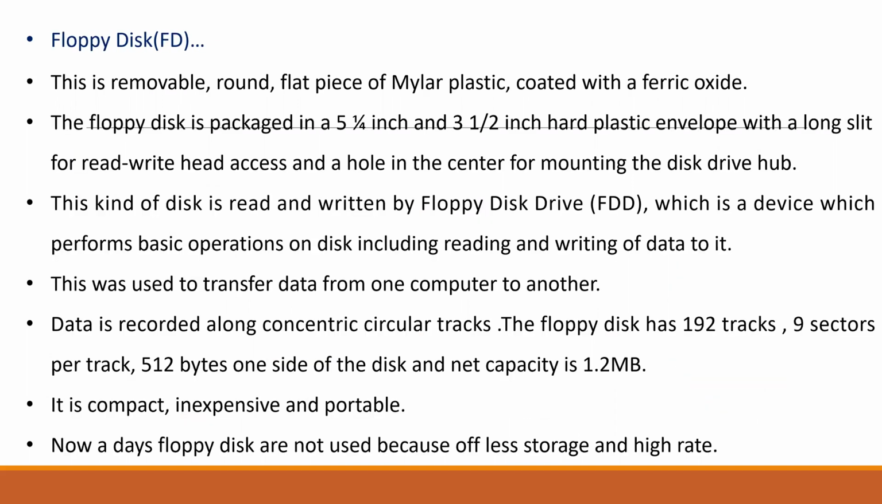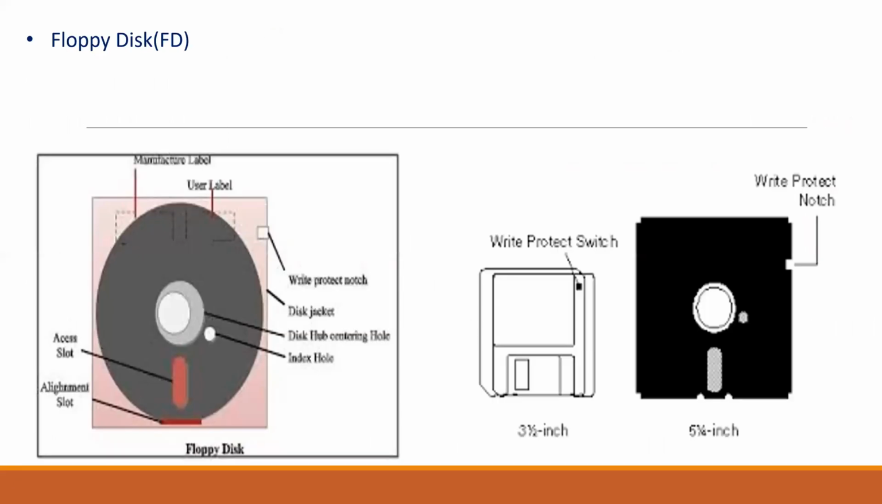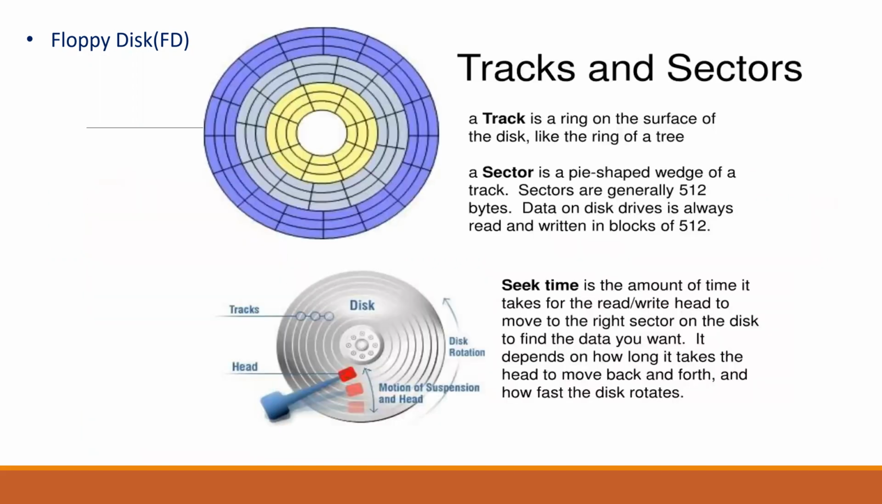Okay, do you understand about the floppy disk? When you are in the exam, there is a concept regarding the floppy disk. We can draw this figure, and one of the figures, not necessary to draw all of them, to explain the tracks and sectors. Track is nothing but a ring surface, rings on the surface, and in those tracks the pie-shaped wedge, that is a particular area, is nothing but a sector.